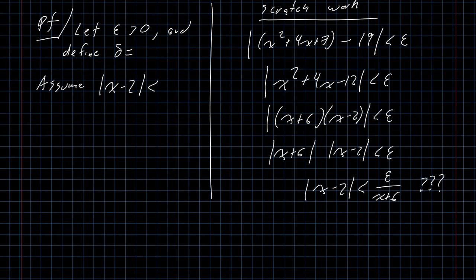All right. So we've got an inequality and we've got x's on both sides. So if we plug that in, it doesn't actually help us any. We need delta to be a constant.